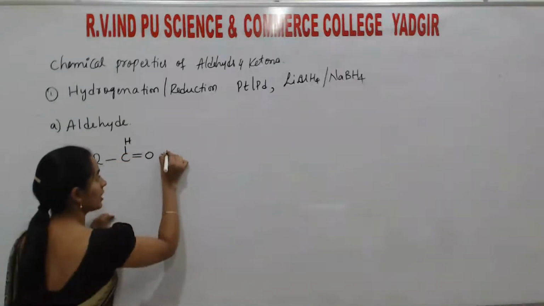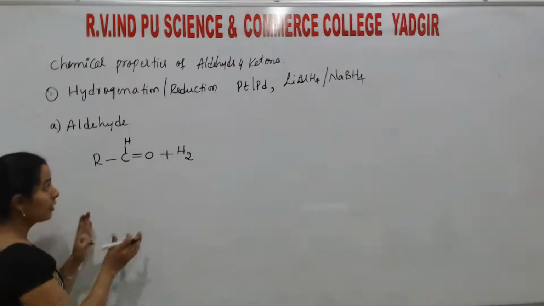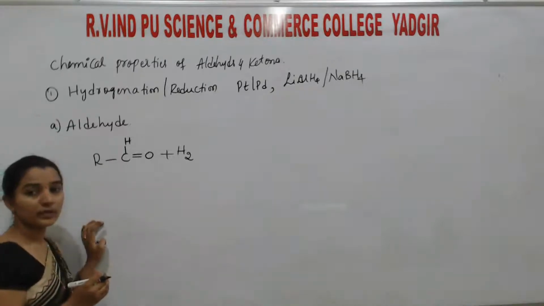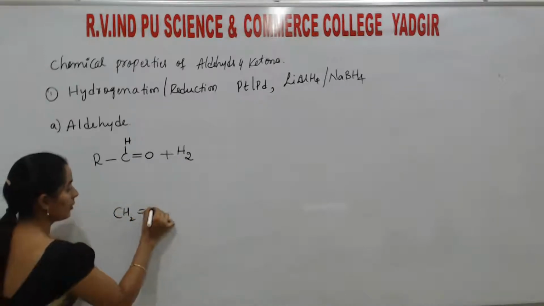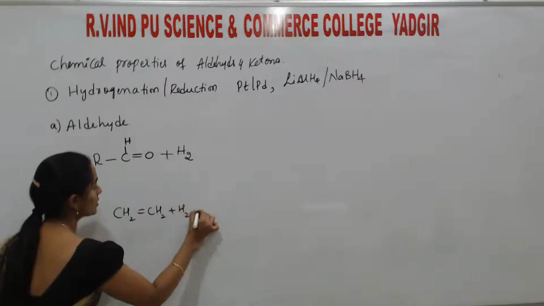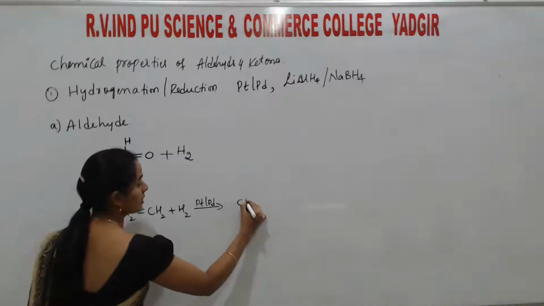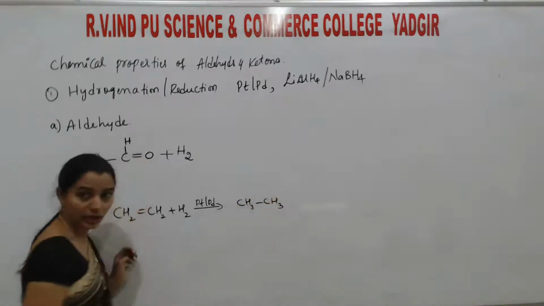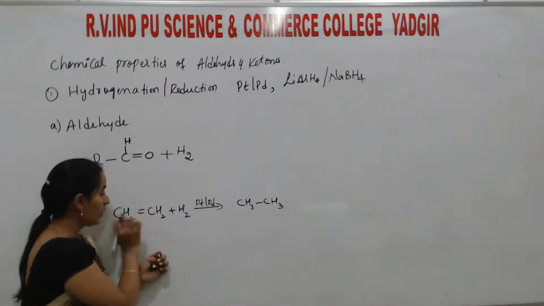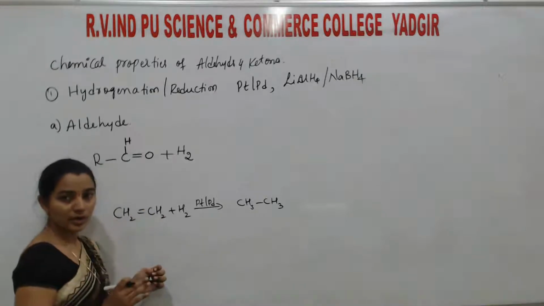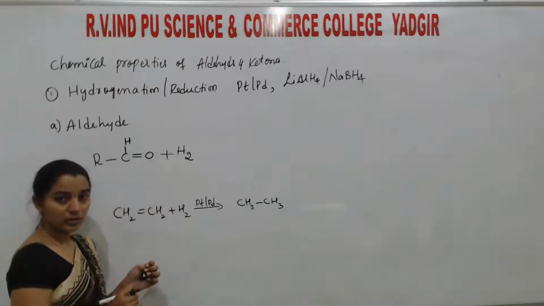So here what happens? Reduction. Reduction means addition of hydrogen. Addition of hydrogen is going to take place. Where does the addition of hydrogen take place? For example, listen, if CH2 double bond CH2 is there, and H2 is added in presence of platinum or palladium as a catalyst, then what is the product formed? CH3 single bond CH3, correct? So this is the product. At the double bond, on either side of the atoms, hydrogen is added.